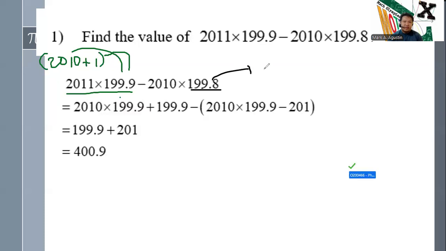The 199.8 is expressed. Who's making the chat? The check one. I think I can see your name, Mr.